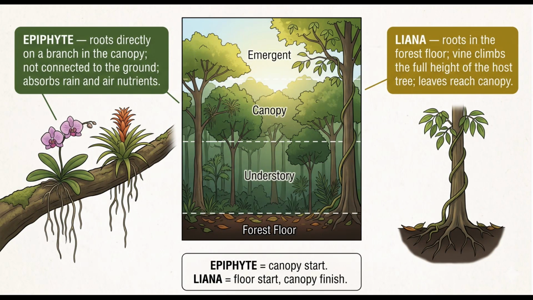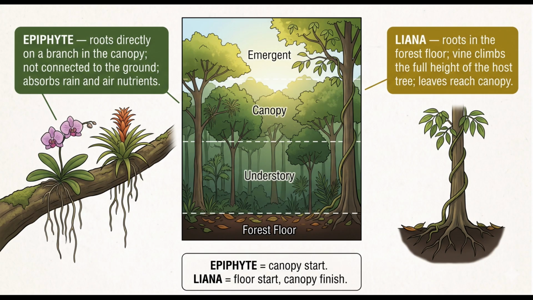Plant adaptations 4 and 5. Epiphyte and liana. Both solve the same fundamental challenge: how to access canopy sunlight without the energy cost of building your own tall trunk. The epiphyte is a plant that grows on the trunk or branches of another plant, typically high in the canopy, but takes nothing from its host. It is not a parasite. It absorbs water from rain, moisture from humid air, and nutrients from debris that collects on the branch. Orchids, bromeliads, and ferns are the common examples.